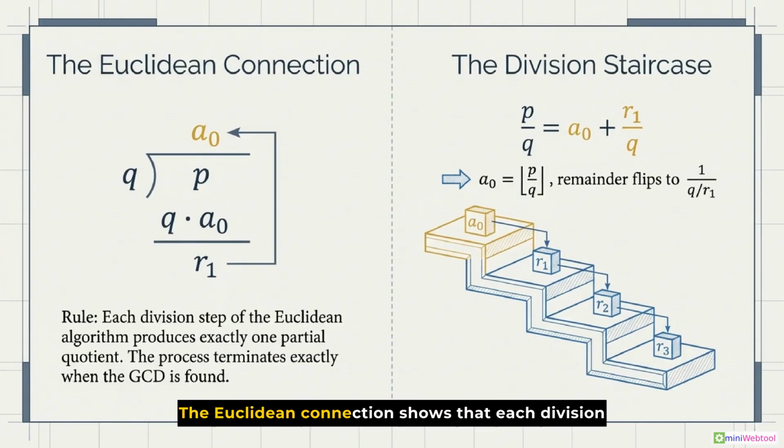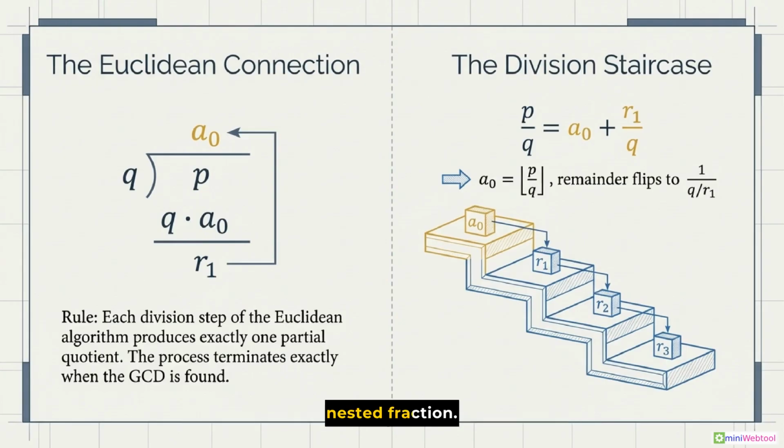The Euclidean connection shows that each division step produces one partial quotient, terminating when the greatest common divisor is found. The division staircase visually represents how the quotient becomes the integer part, and the remainder flips to form the next level of the nested fraction.